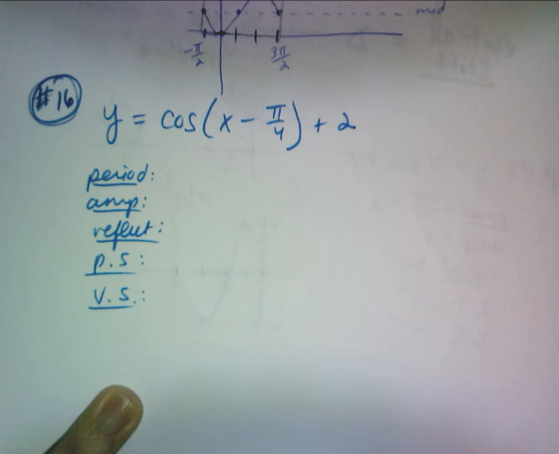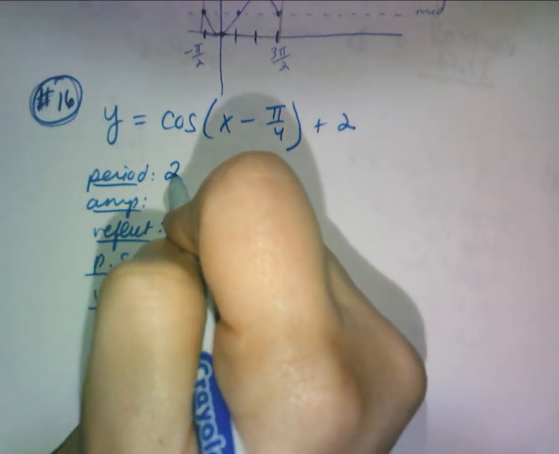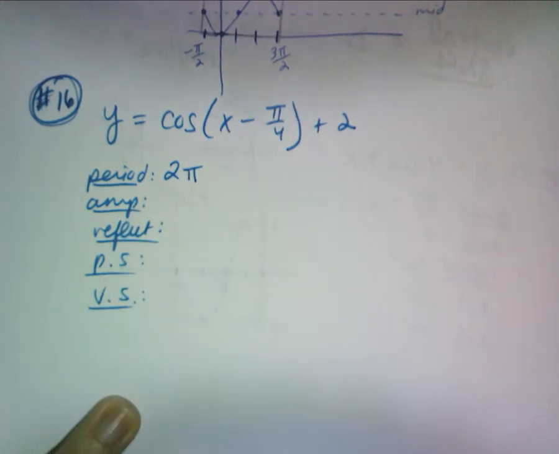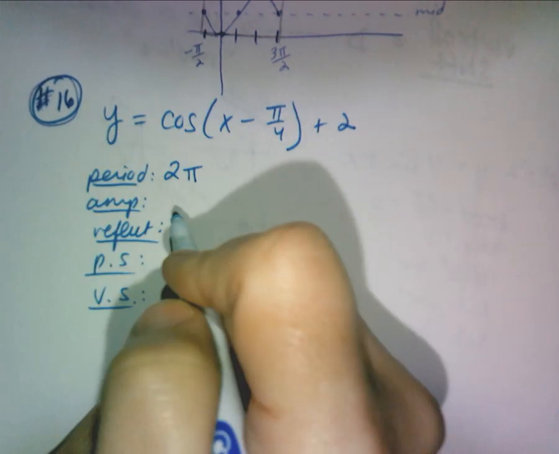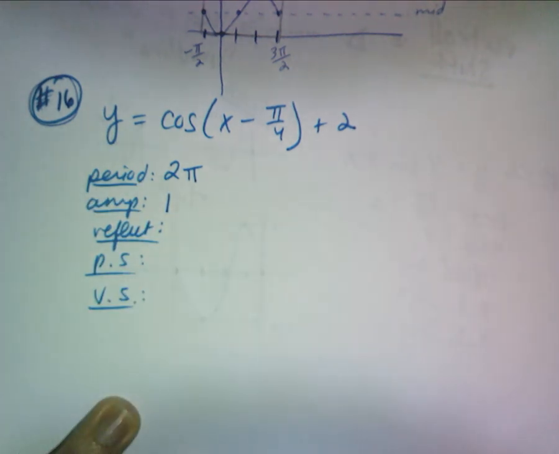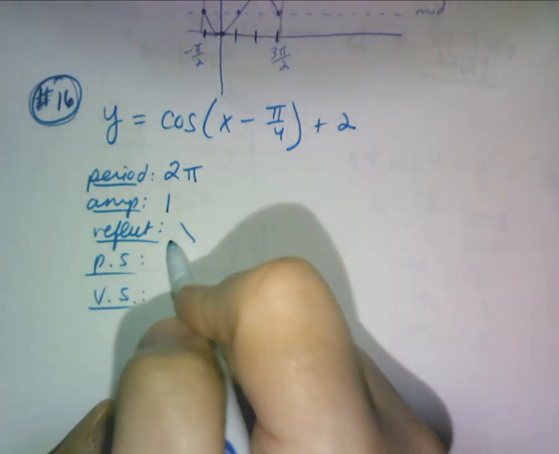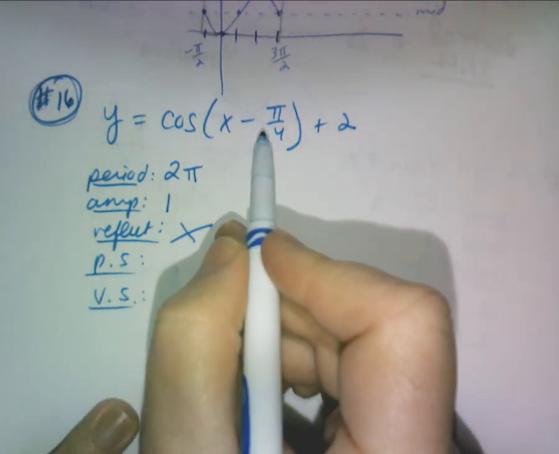What's your period? 2 pi. That's right, 2 pi. There's a 1 in front of the x, so it's just 2 pi over 1, or just 2 pi. What's your amplitude? 1. The number in front of cosine, 1. But these two are questions on the SAT or ACT, guys. You've got to get those two right. You have to. Okay? Reflection. Is there a reflection on this one? No. Is there a phase shift?